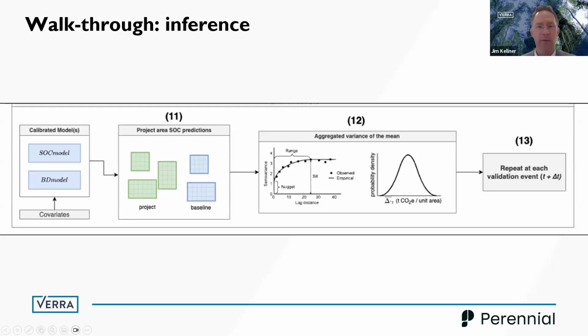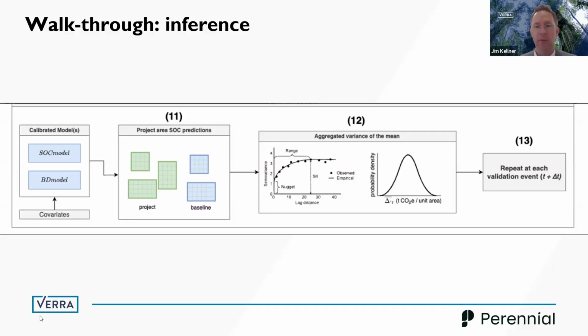Once a calibrated model exists, a user would use the model to generate predictions like the ones I showed you before for those fields in the project and in the baseline scenario. We then use geostatistical methods at step 12 described in the tool to compute the variance of the mean of the SOC stock. Digital soil mapping can allow you to calculate the mean, but to calculate the variance in the mean at step 12 requires geostatistical methods. These are illustrated in the tool and also described with examples in the code appendix.